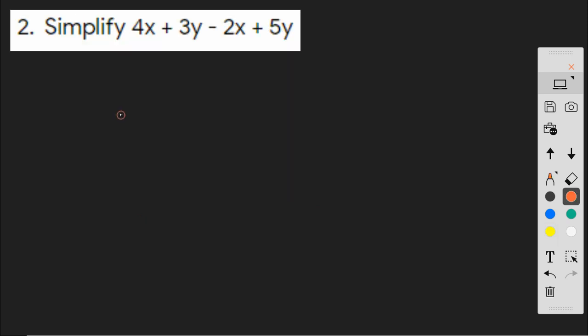Okay, let's have a look at question 2. Now, the key exercise here is that we've got to collect our like terms together. And I'm going to help you here by writing our like terms in different colours. And I think this will make it a bit clearer to you what's going on here.